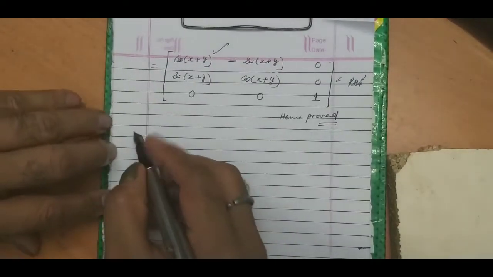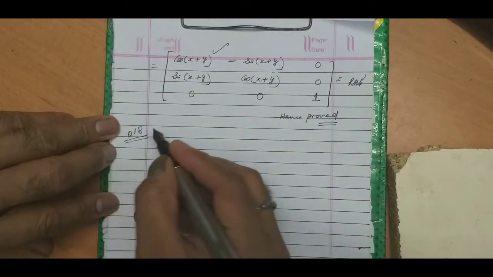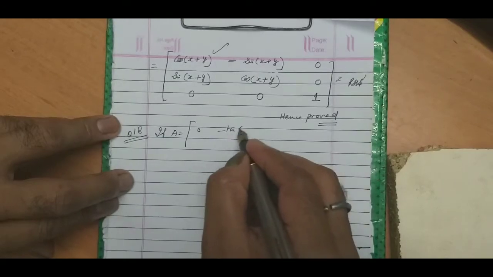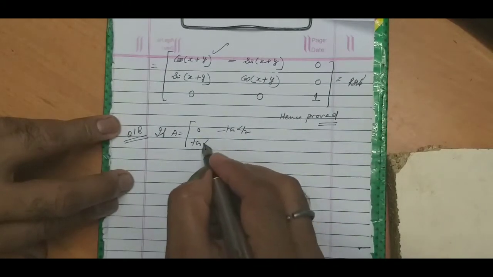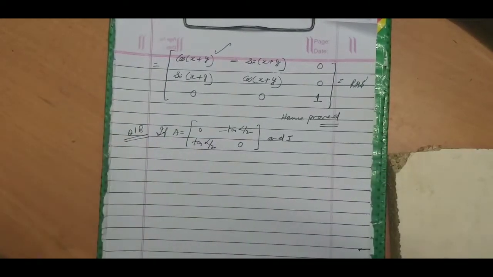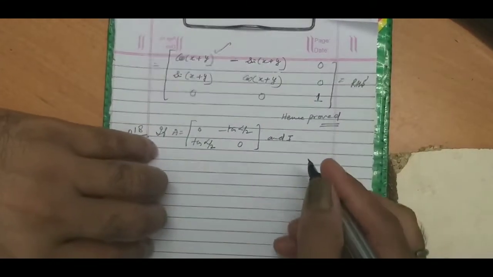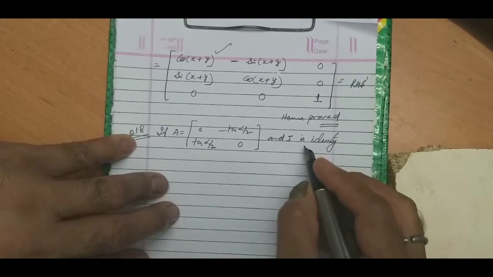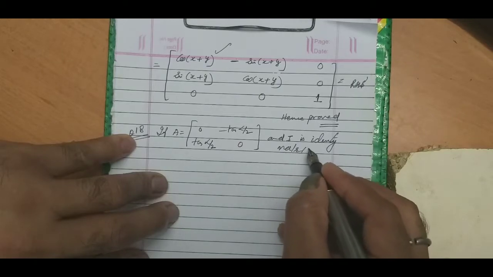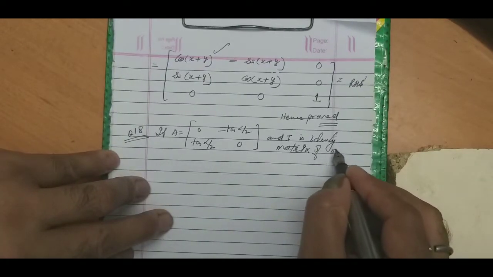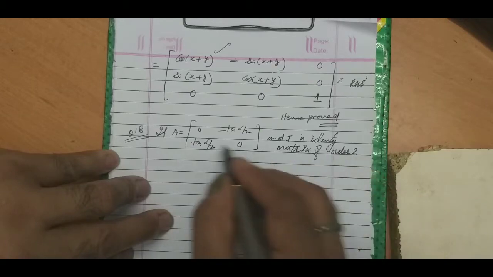This is complete. Question number 18. If matrix A is 0, minus tan alpha by 2, tan alpha by 2, and 0, and I is the identity matrix of order 2. Order 2 means 2 by 2.